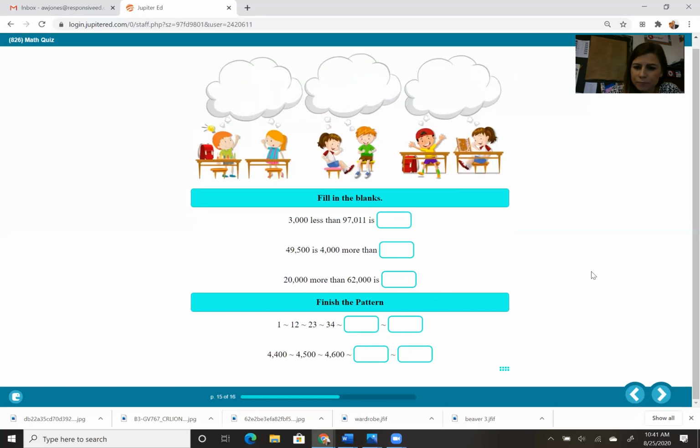All right, so we needed to fill in the blanks. Remember, for these sentences, you want to make them into equations. So 3,000 less than 97,011 is what? So remember, is can be an equal sign. So let's see, what is 3,000 less than 97,000?